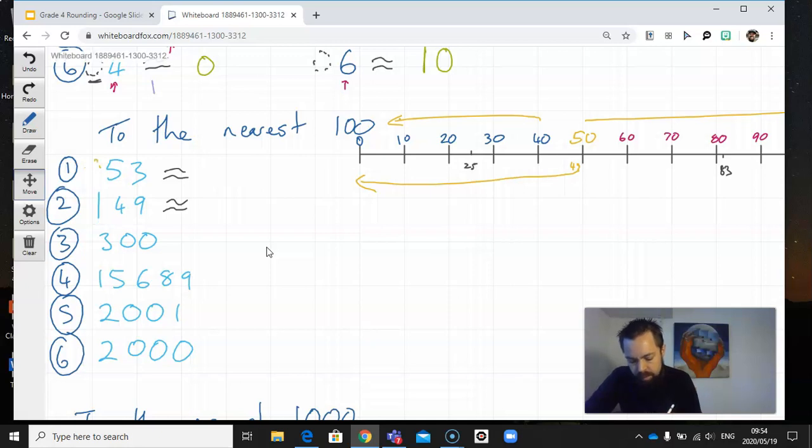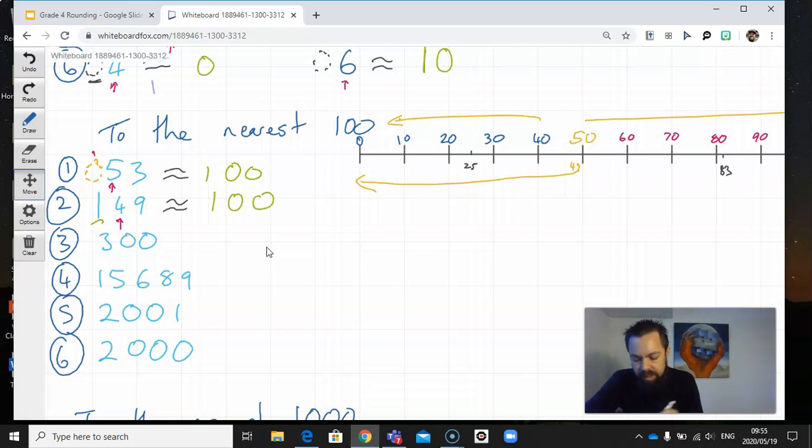Right, so we've got a ghost 0 over here. Look to the tens because we're rounding to the hundreds. It goes up. So we get 100. So 53 rounds off to 100 if we're rounding to the nearest 100. Looking at the hundreds, check the tens. It doesn't go up because it's a 4, and 40 comes back to 0. So our 100 stays the same, and our 2 round off like that.